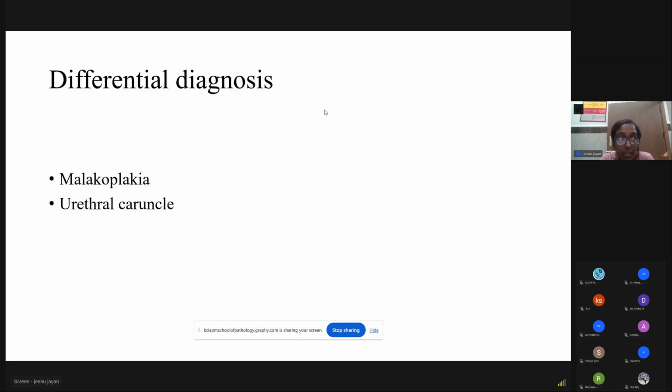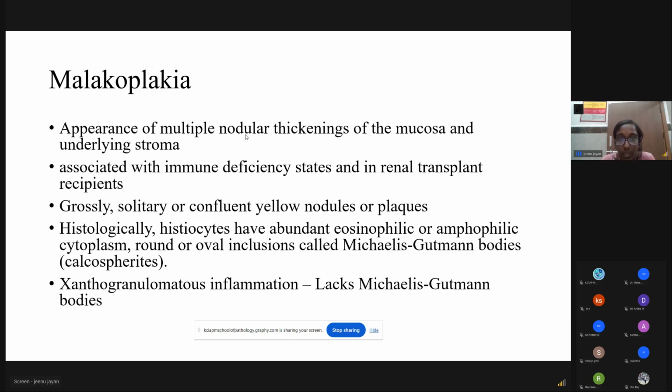So I came up with differential diagnoses. One is malakoplakia and another is urethral caruncle. Malakoplakia presents as multiple nodular thickening of the mucosa and underlying stroma, and it is most commonly associated with immune deficiency states, most commonly seen in renal transplant recipients. Grossly, it is a solitary or confluent yellow nodule or plaque, and histologically it has abundant eosinophilic or amphophilic cytoplasm, along with round or oval inclusions called Michaelis-Gutmann bodies or calcospherites. The closest differential of malakoplakia is granulomatous inflammation, where Michaelis-Gutmann bodies are not seen.